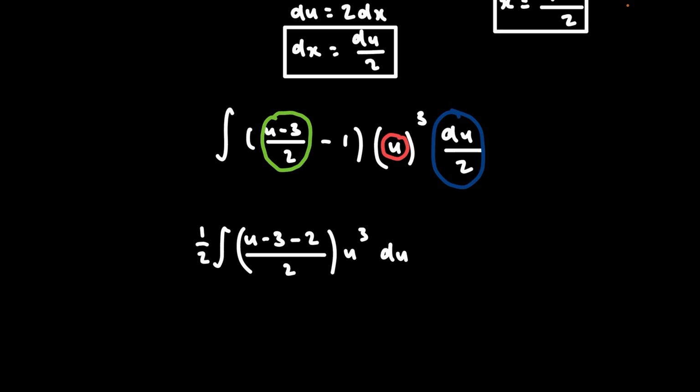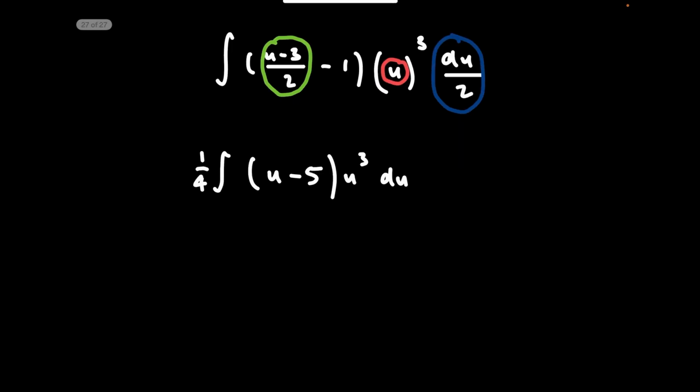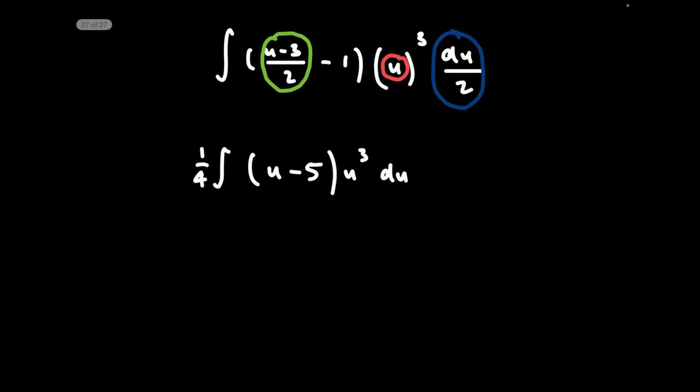Okay, and I'm also going to bring this divide by 2 out to the front as well. So what I'll have now inside here is u take 5, and the other divide by 2 becomes divide by 4 on the outside, because a half times a half equals a quarter. Okay, so now I'm going to simplify the inside of this integral.